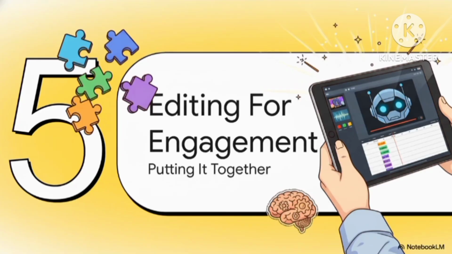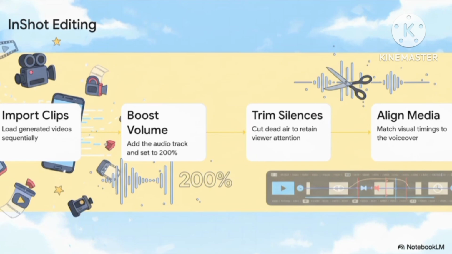Section 5, editing for maximum engagement, putting the puzzle together. Okay, so now you've got a folder full of animated video clips and a stellar audio file. The good news? You don't need fancy, complex software for this. A free mobile app like InShot works perfectly. You import all your video clips in sequence and then drop in your audio track. Now here's a crucial pro tip. Boost that audio volume up to 200% so it sounds really crisp and authoritative.